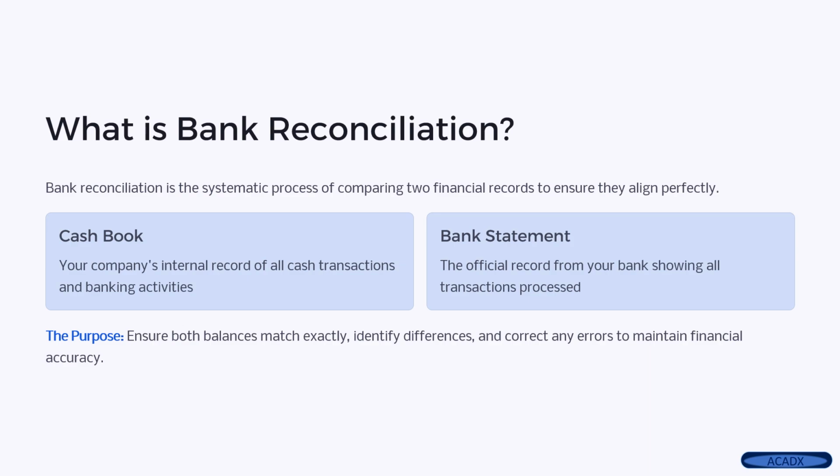Bank reconciliation is the process of comparing two financial records, your cash book and your bank statement. Your cash book is your internal record of your transactions, and the bank statement is provided by your bank. The goal is simple: make sure both balances match and identify any differences.